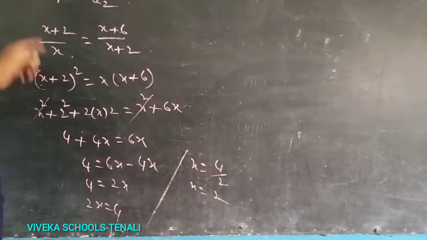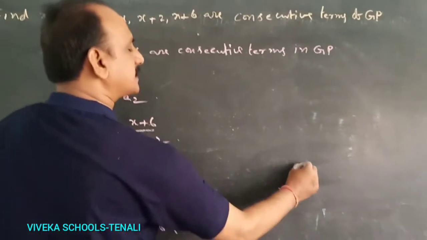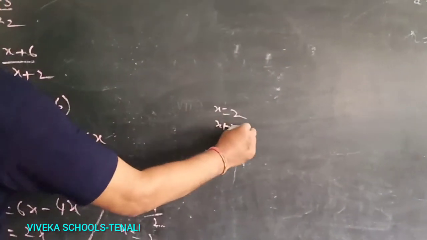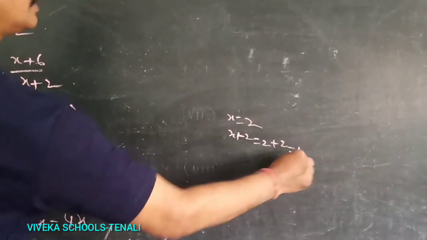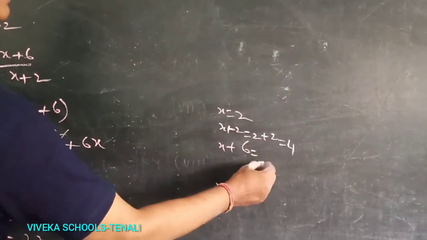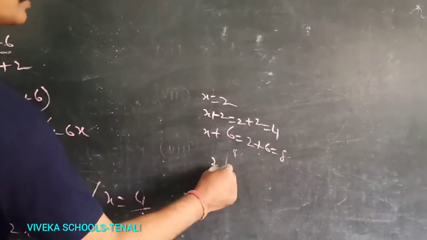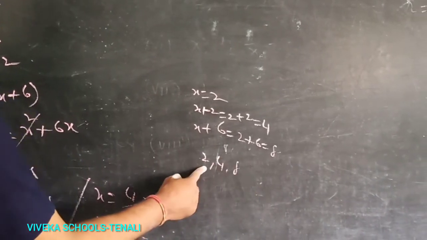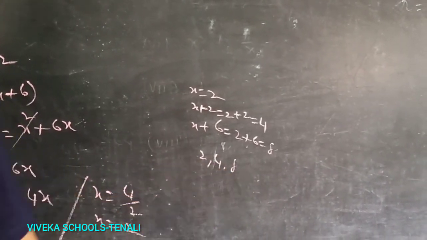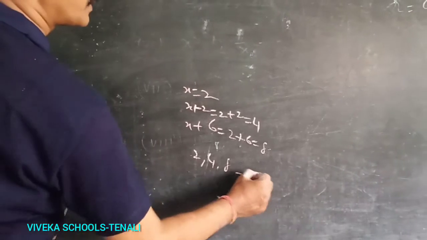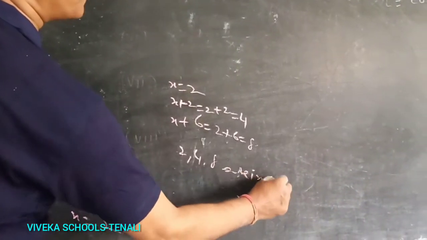So x equals 2, the terms are: x equals 2, x plus 2 equals 2 plus 2, which is 4, then x plus 6, the third term, is 2 plus 6, which is 8. So 2, 4, 8. 2 first term, 2 twos are 4, 4 twos are 8. It is in GP.